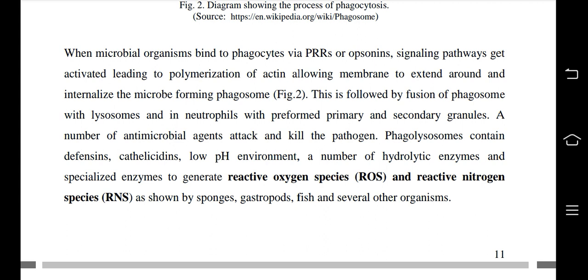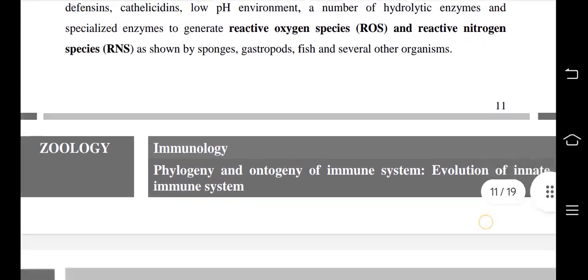So phagolysosomes contain defensins, cathelicidins, a low pH environment, a number of hydrolytic enzymes, and specialized enzymes to generate reactive oxygen species and reactive nitrogen species. These are shown by sponges, gastropods, fish, and several other organisms.